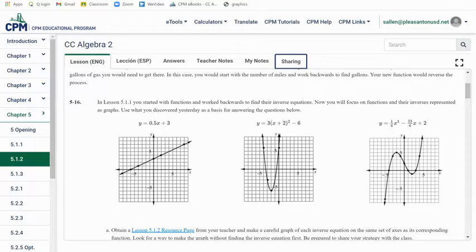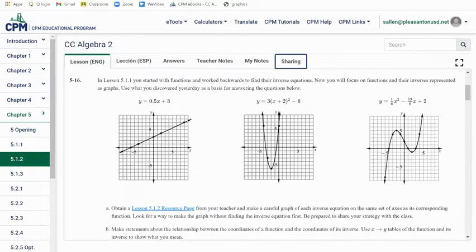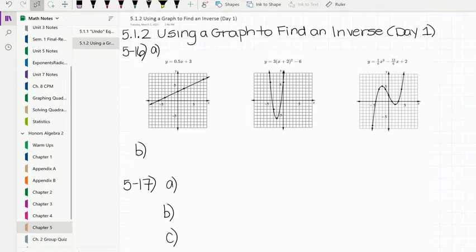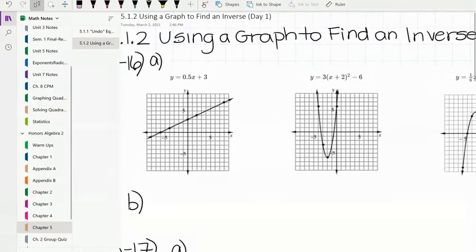So we have three different types of functions. We have a line, a quadratic, and a cubic. The first thing it says is to obtain a resource page. You can click the link, but I also posted it on my website and on Google Classroom, so you can just use that. You do not need to, but what they want us to do is sketch the original and the inverse. I have the originals here, so we'll do the first one together.